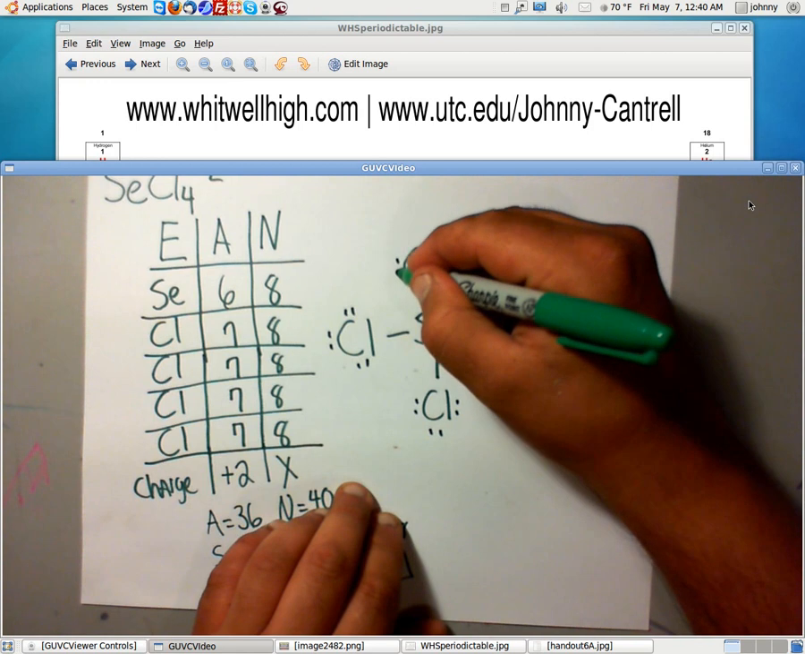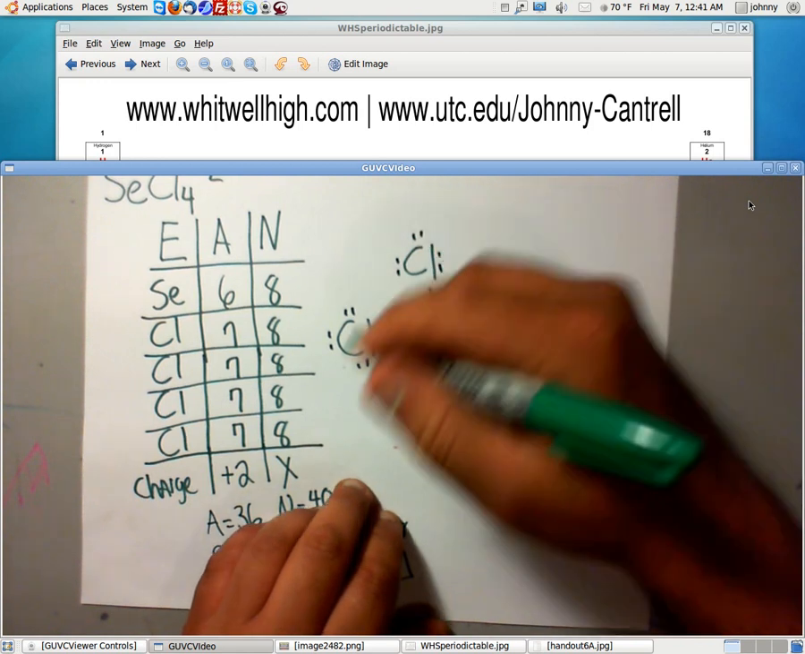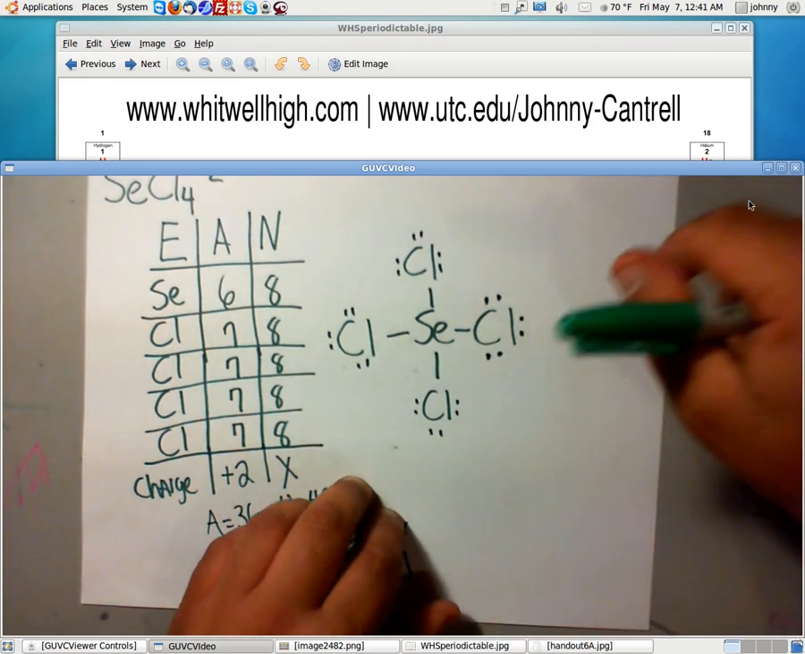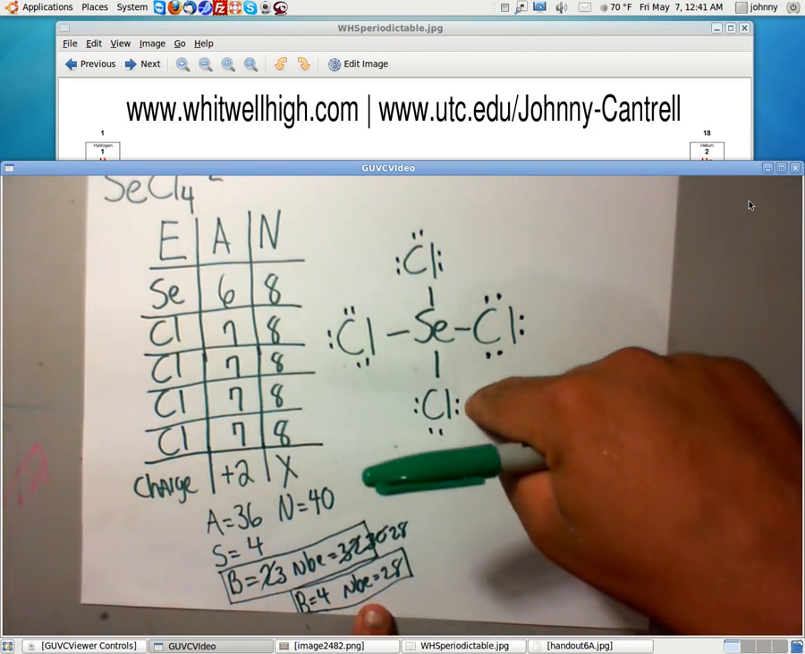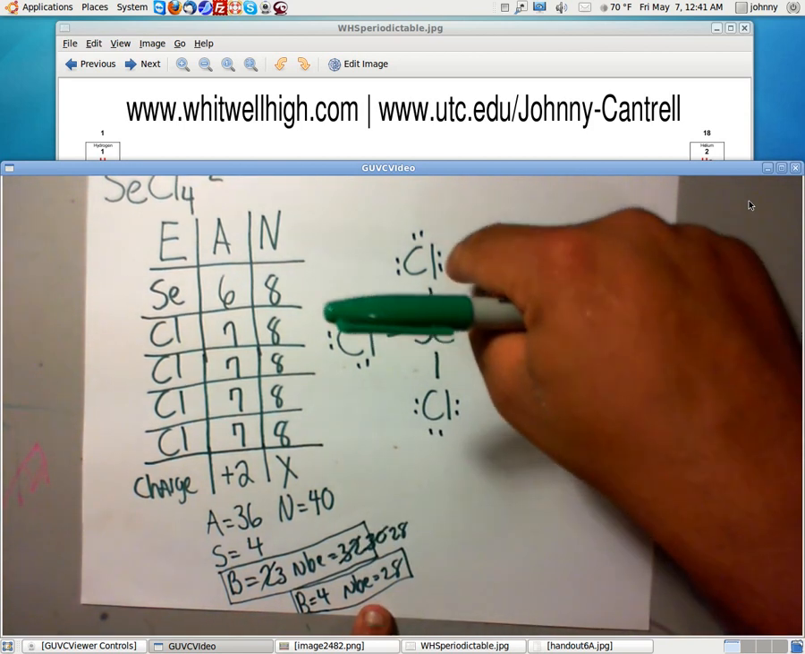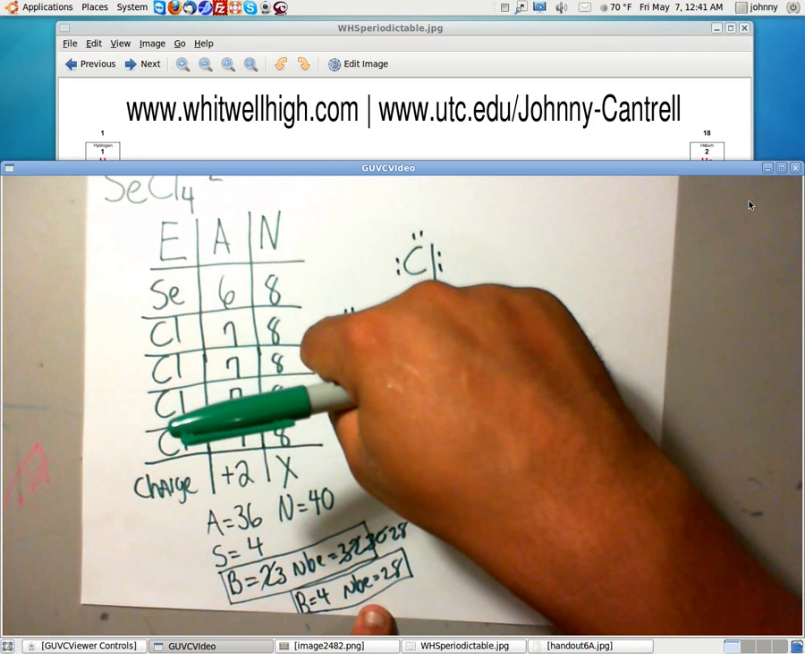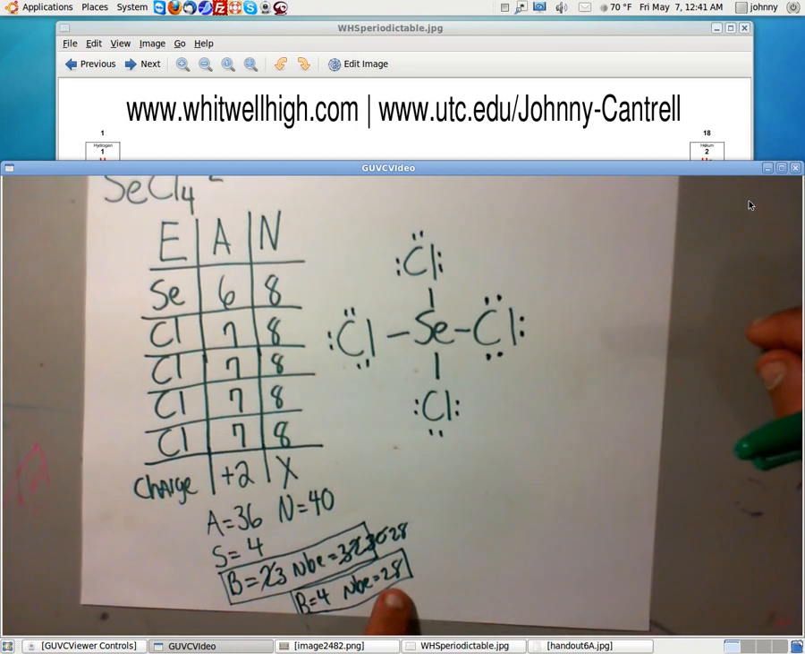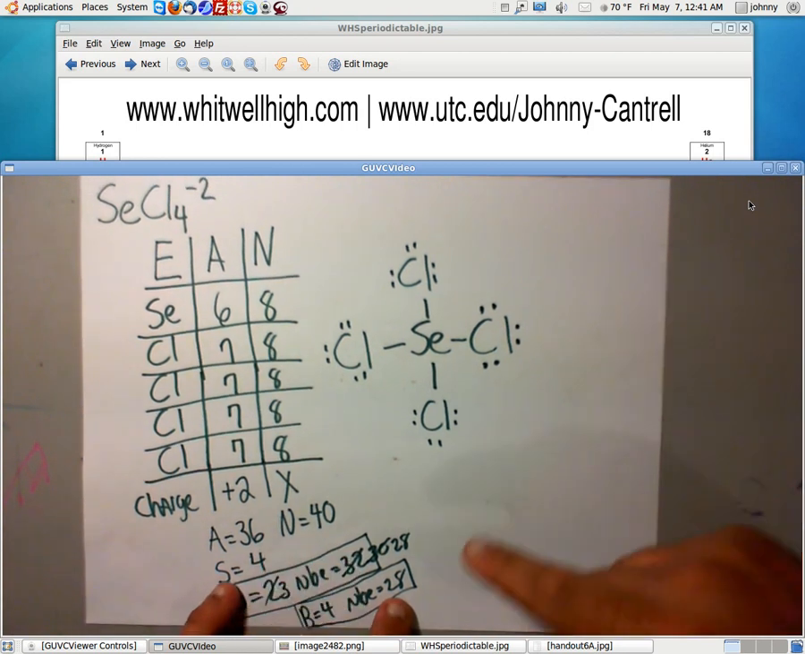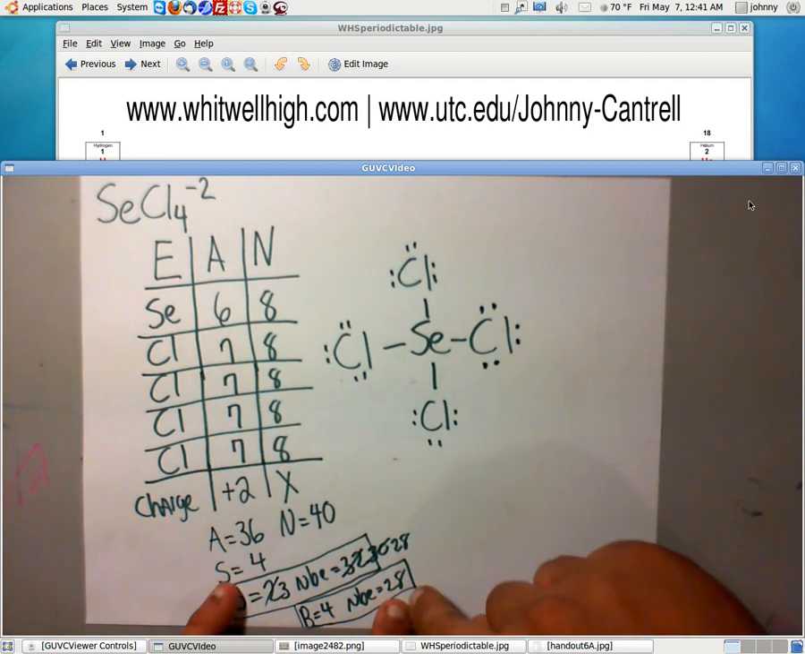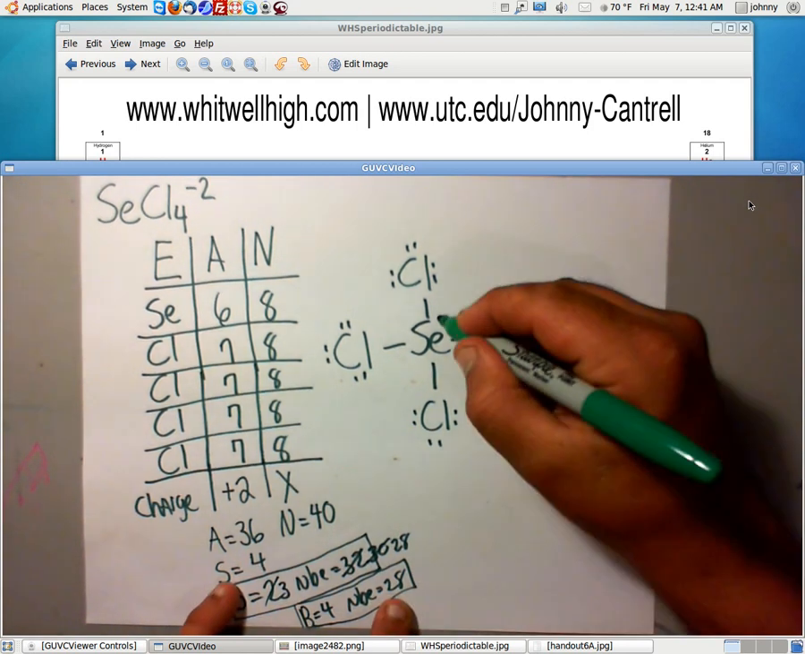Now, you think everything's hunky-dory because everything's got an octet, even Se. But if you count 2, 4, 6, 8, 10, 12, 14, 16, 18, 20, 22, 24, you still have 4 more dots to put. Now, the only atom that's allowed to violate the octet rule is the central atom. So what we need to do is put these 4 extra dots on the central atom.